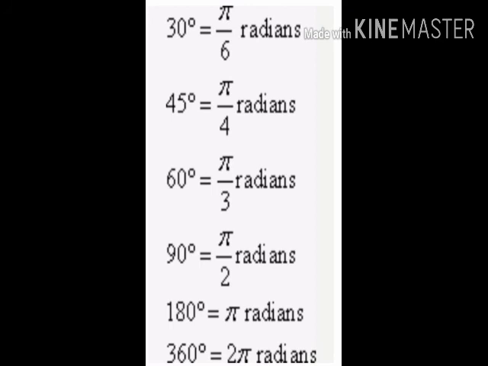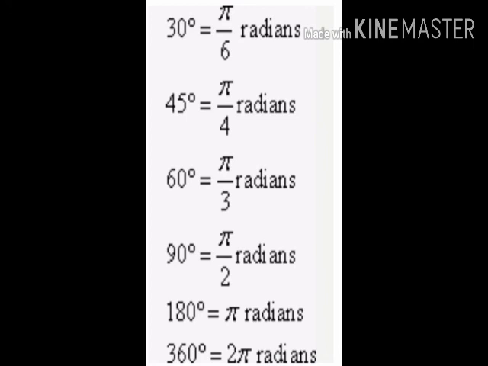For example, look here: 30 degree, 45 degree, 60 degree, 90 degree, 180 degree, 360 degree. All this left side is in degree measure. Now see what its corresponding radian measure is. Radian measure means we write the degree measure in terms of pi. What is 30 degree in terms of pi? It is pi by 6. So 30 degree can be written as pi by 6 radians.